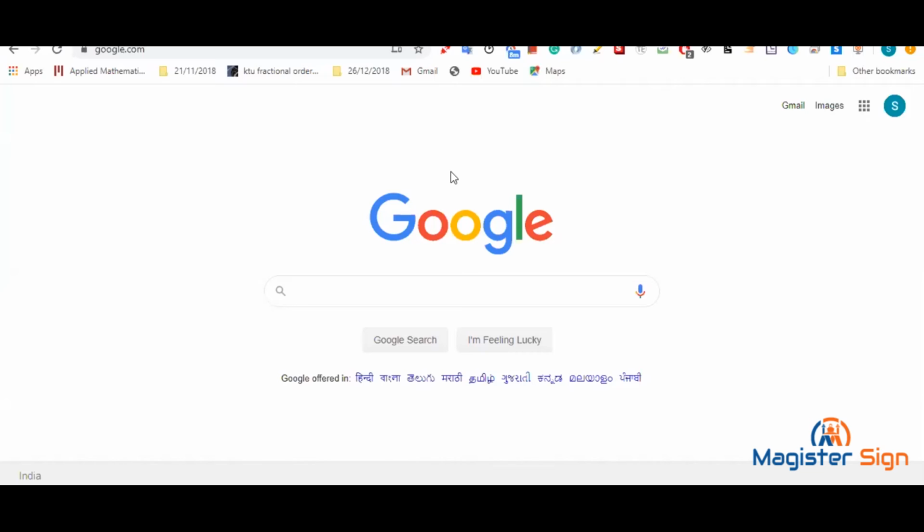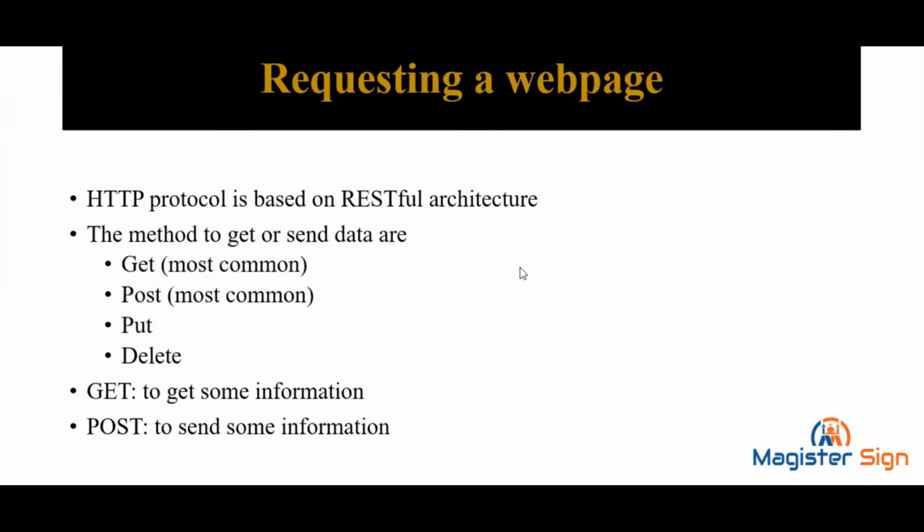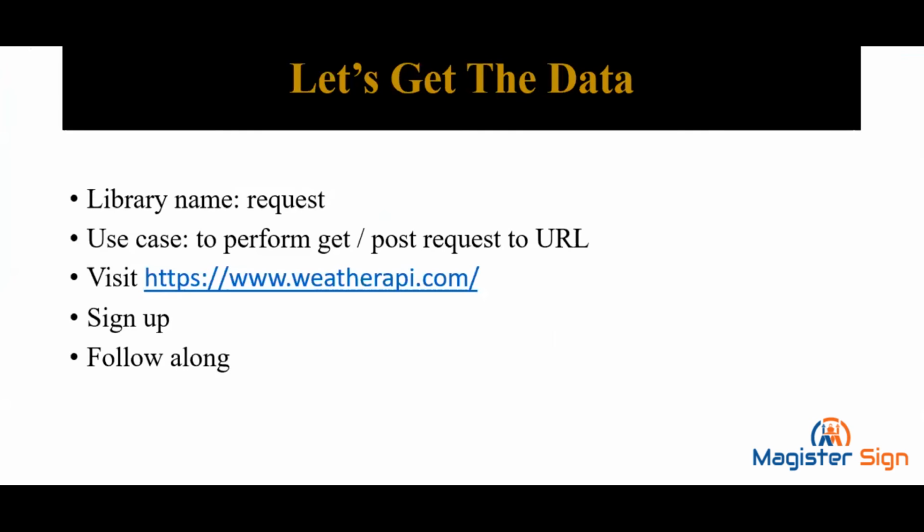Now let's perform this hands-on operation. Now you know the meaning of GET and POST. These are the most common operations used by web pages. You have PUT, you have DELETE. That's not very useful. We are going to use a GET request to a website and try to get the weather data. To make this hands-on useful, we are going to use the requests library and perform GET or POST requests to a specific URL, and we are going to visit a website.